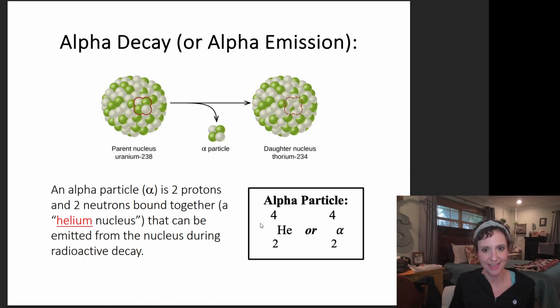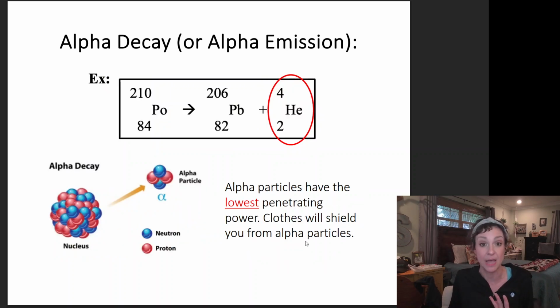You guys, that is the symbol for an alpha particle, with its 2 and 2 to get my mass and 2 of those things being protons. This is a helium nucleus, okay? This is an alpha particle. You can see it written like this, but more often than not, you will actually see the symbol for helium. That's an alpha particle, and it can be emitted from the nucleus during radioactive decay in order for an unstable atom to become more stable.